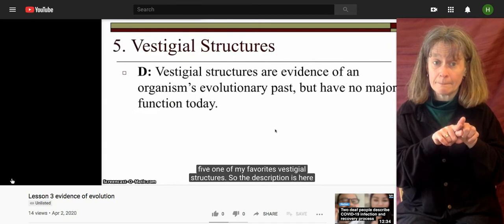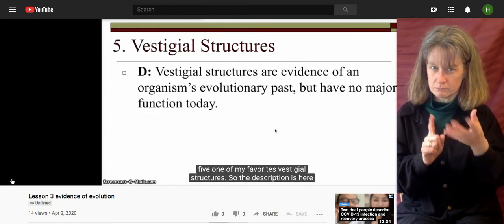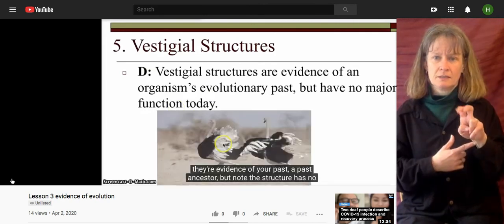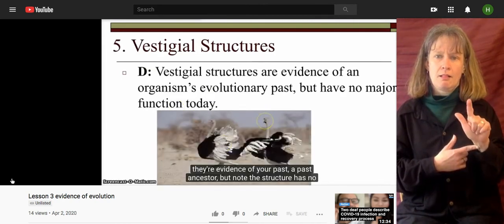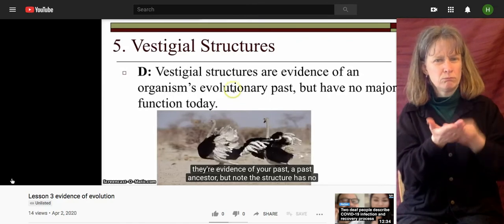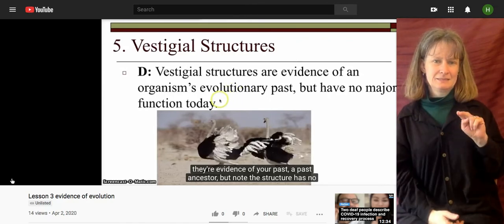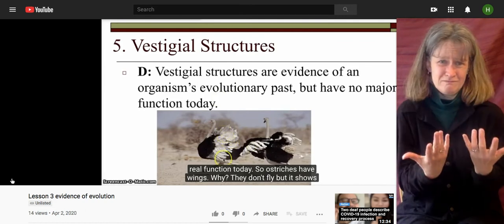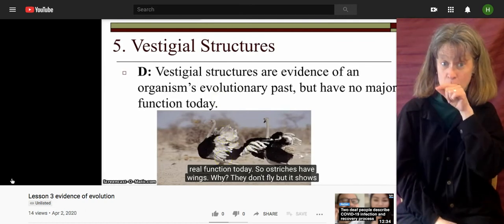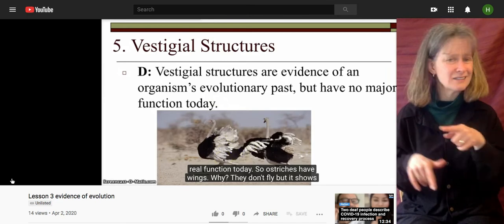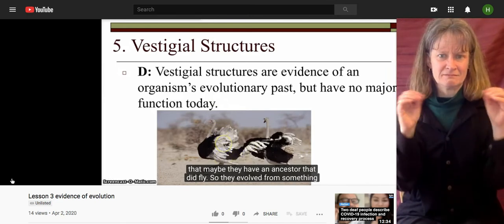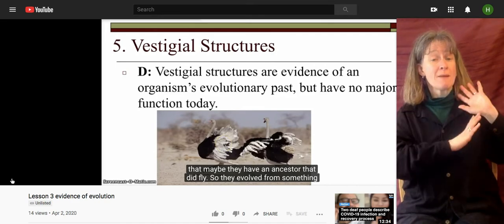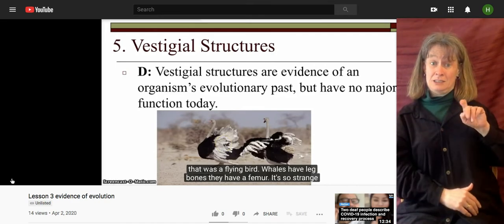Number 5, one of my favorites, vestigial structures. So the description is here. They're evidence of your past, a past ancestor, but the structure has no real function today. So ostriches have wings. Why? They don't fly, but it shows that maybe they have an ancestor that did fly. So they evolved from something that was a flying bird.